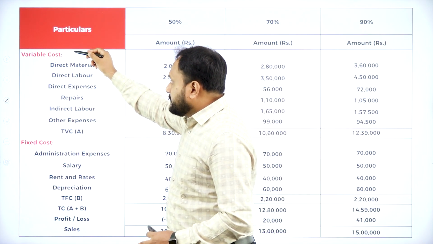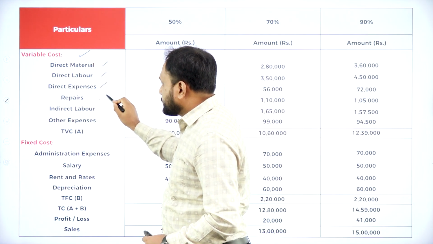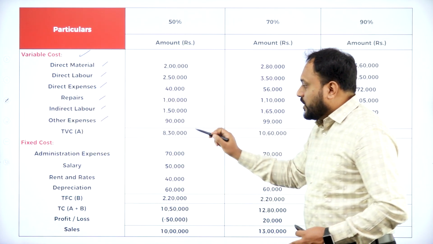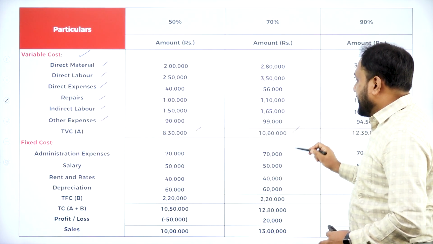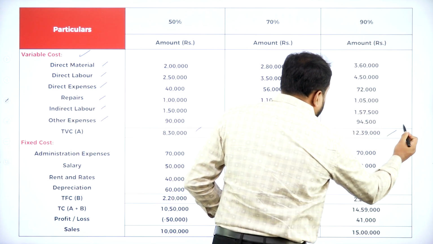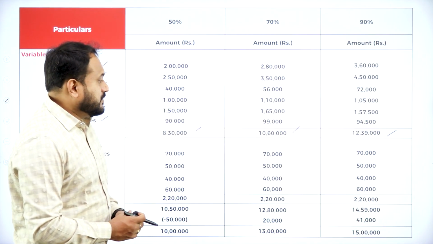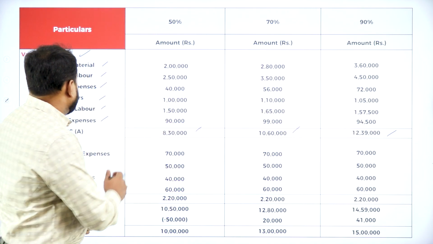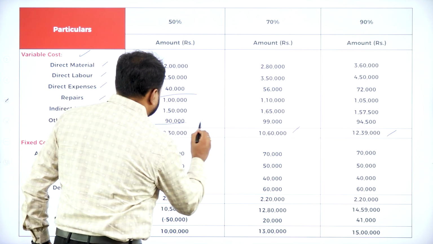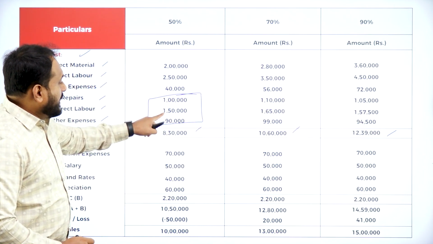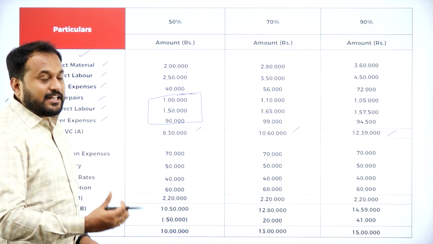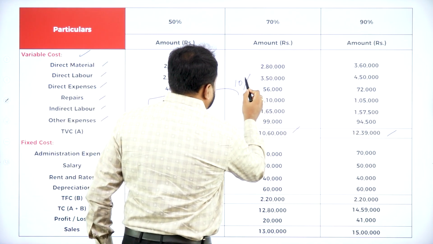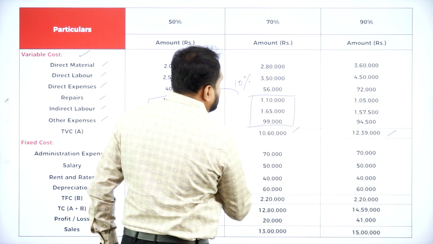So directly from the variable cost we started. These are the semi-variable costs. Done. Later TVC we got 8,30,000, here 10,60,000 and here we got 12,39,000. So the last part here, please understand these are the semi-variable costs. So 1 lakh, 1,50,000, 90,000 is there in the question paper. We are supposed to increase it by what? 10%. So that's the reason we have these things.